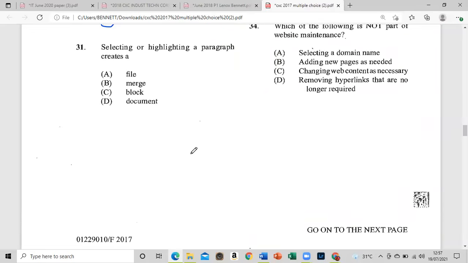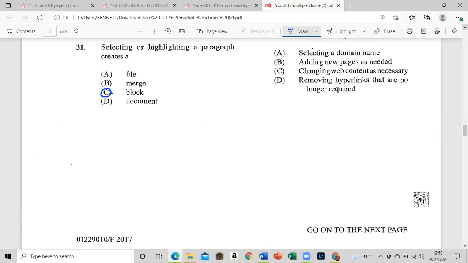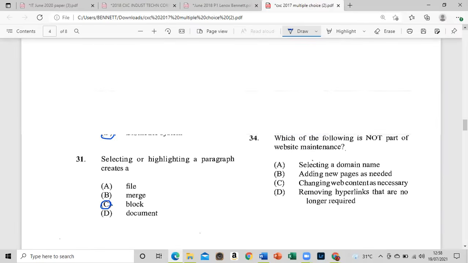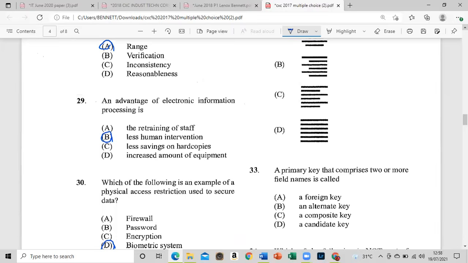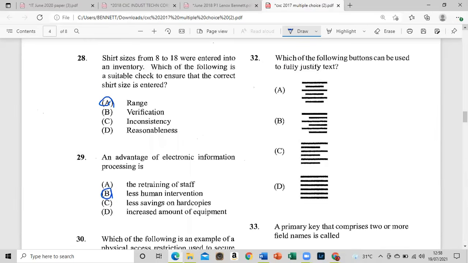Select or highlight in a paragraph creates a file, a merge, a block, a document. So we know it's a block, right? That was done on a previous paper. Again, if you're just watching, check out my previous videos.